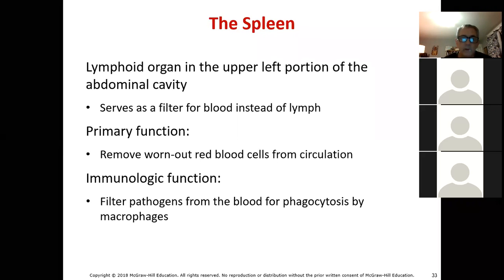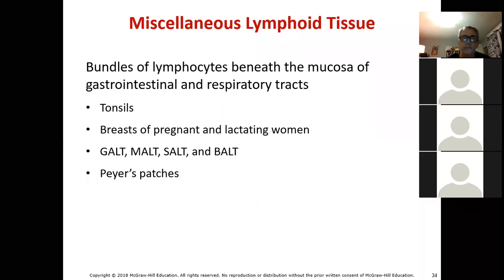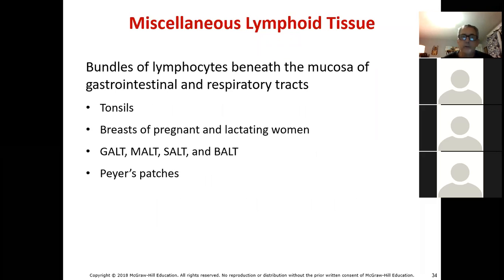Immunological function: the spleen filters pathogens from the blood for phagocytosis by macrophages. Miscellaneous lymphoid tissues are bundles of lymphocytes beneath the mucosa of our gastrointestinal and respiratory tracts, such as the tonsils, and the breasts of pregnant lactating women. We mentioned the GALT, MALT. I don't think we mentioned what the SALT and BALT are. These are various associated lymphoid tissues. In our intestine, we have little areas called Peyer's patches that have immune cells that can engage foreign microbes as they move through our digestive tract.